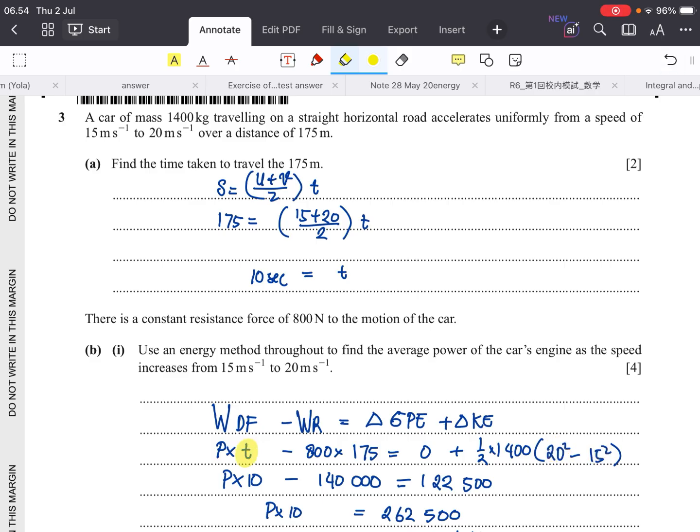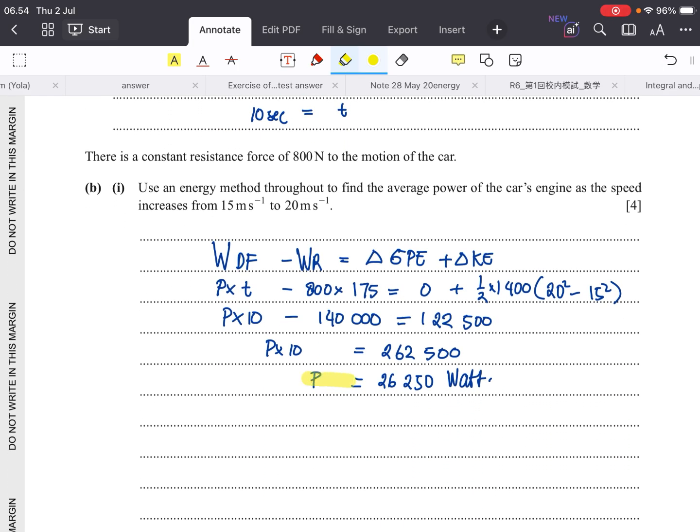And then for the time here, we can use the answer in the previous part. So the time is 10 seconds. So the power times 10 is equal to 140,000 minus 140,000 is equal to 122,500. So P, the power of the car's engine, is 26,250 watt.